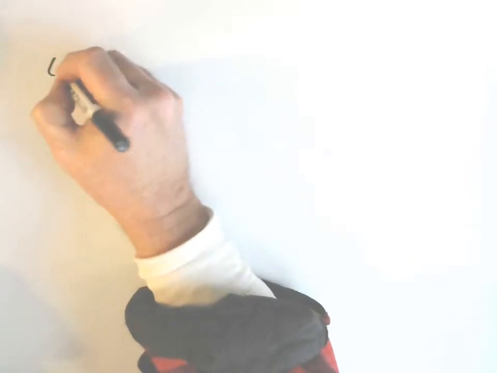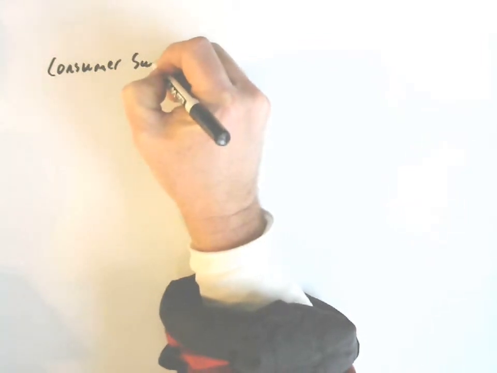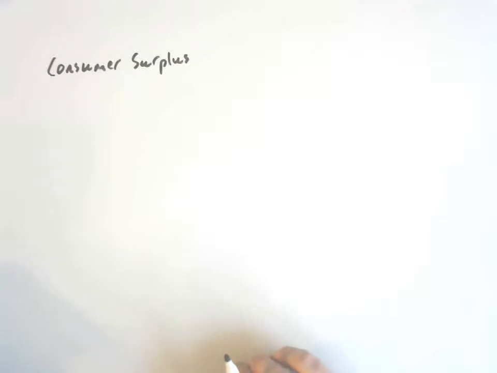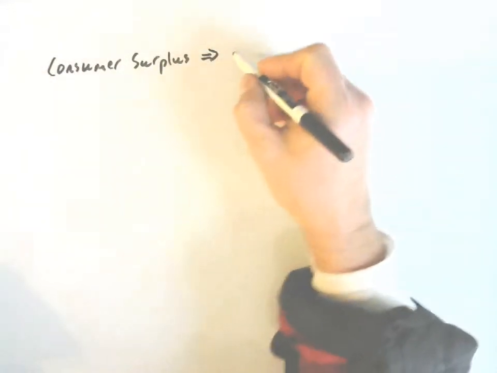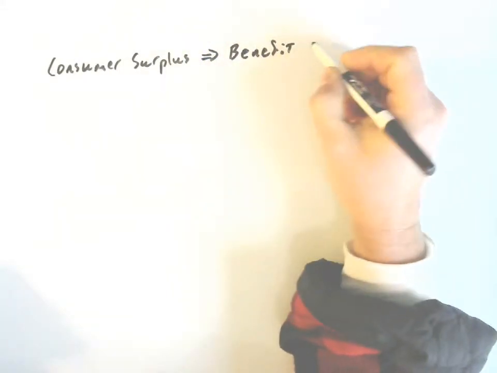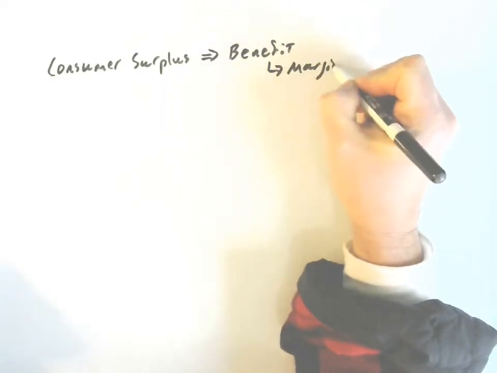The next topic we're going to address is consumer surplus. Much like producer surplus, which was connected to cost and marginal cost, consumer surplus is very much connected to the concepts of benefit and subsequently marginal benefit.